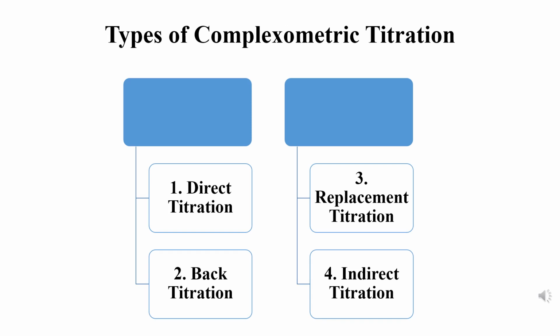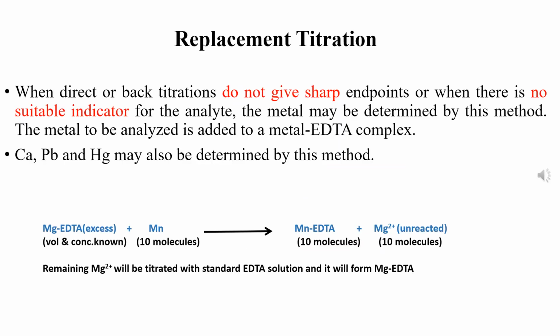There are different types of complexometric titrations, and these types include direct titration, back titration, replacement titration, and indirect titration. Later on we will discuss all these types in detail one by one. Next titration type is replacement titration. That is also a type of complexometric titration.